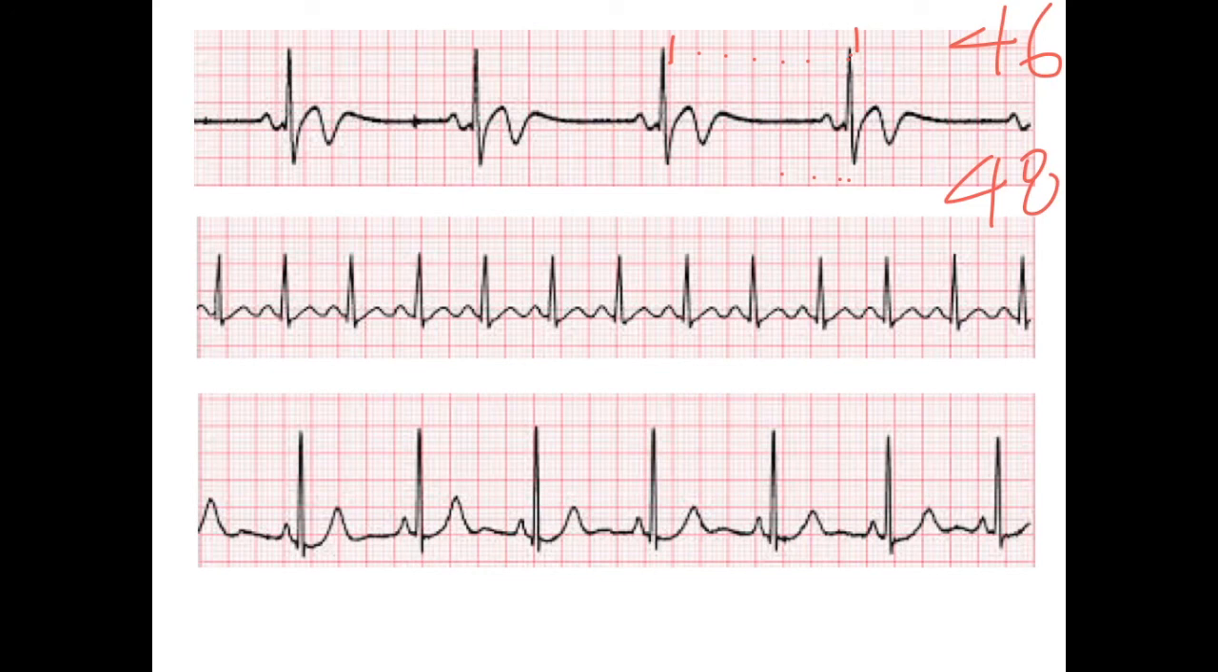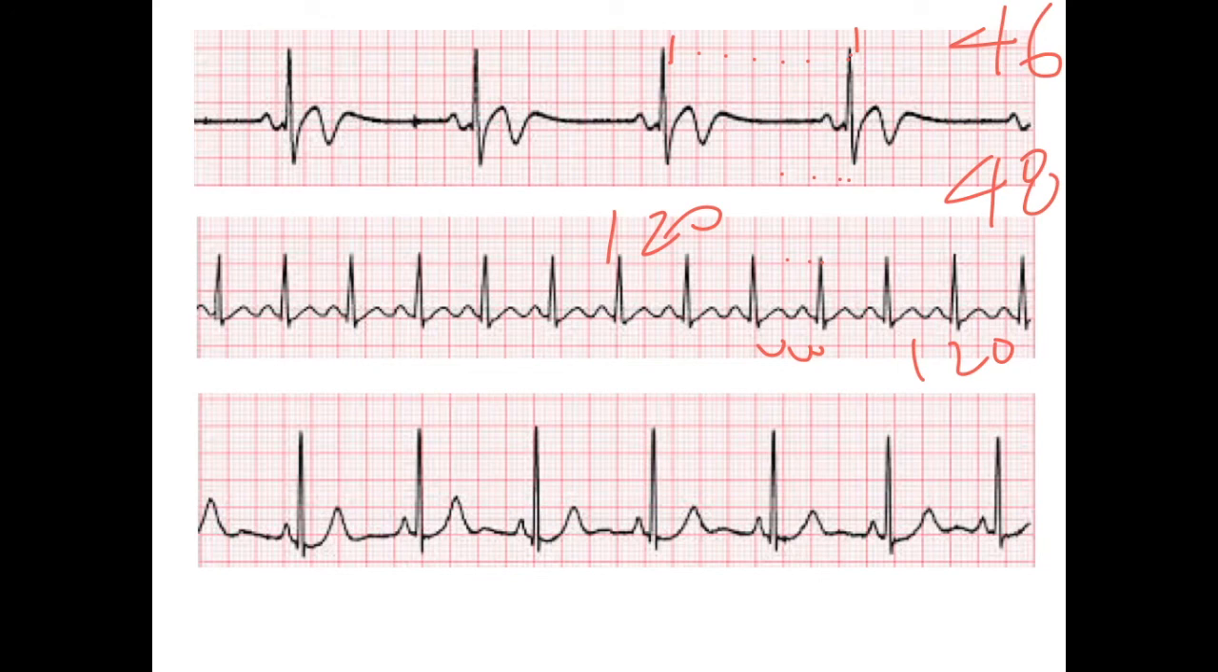So let's look at the second tracing. It looks like between two QRSs I have 1, 2, so maybe 2.5 large boxes. So 300 divided by 2.5 gives me a heart rate of 120. Or another way to do it is, each large box is 0.2, 0.4, so 0.5 seconds. So if I do 60 divided by 0.5, that gives me 120.